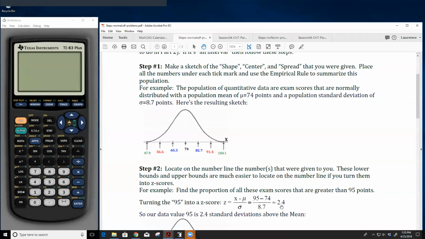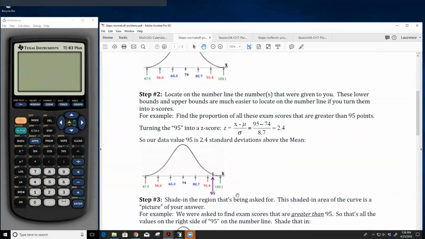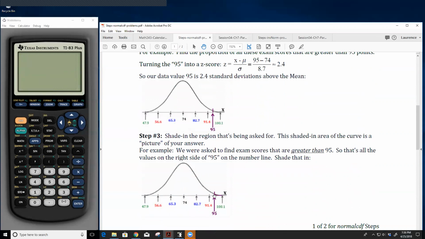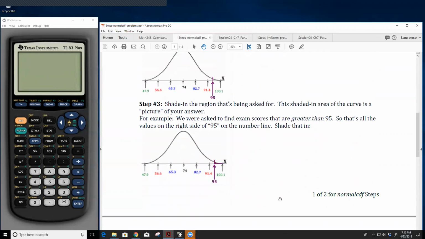It's 2.4 standard deviations above the mean. So you locate it, draw a vertical line there, and then you shade in your area. But do you shade in the right or do you shade in the left? Well, they said greater than, so that's off to the right. So there you are. You drew your vertical line. You shaded in, and that's a picture of the area that you're going to find.